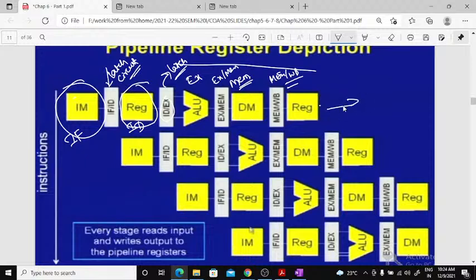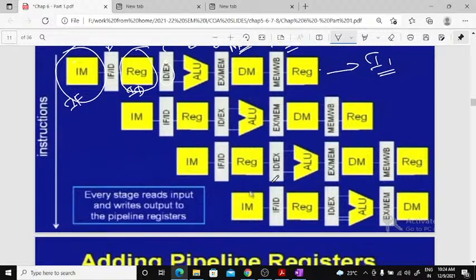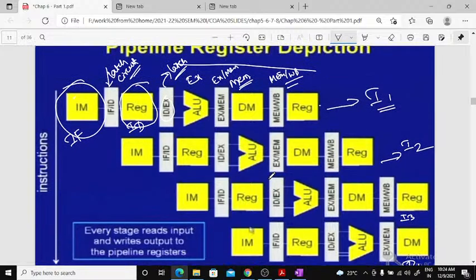Here you can see this is for instruction I1, and this is for instruction I2, similarly for I3, and similarly for I4. So every stage reads input and writes the output to the pipeline registers.